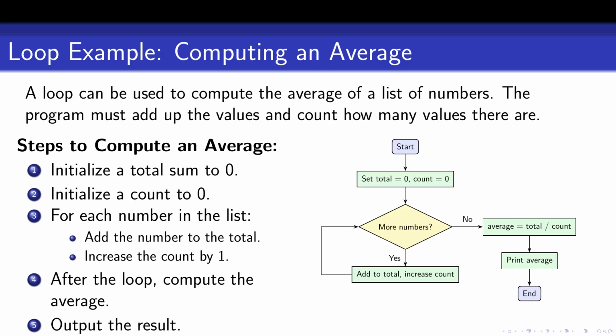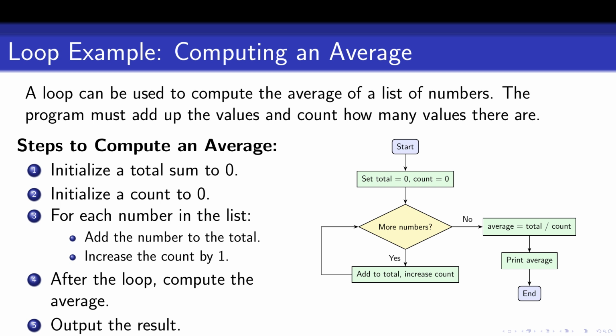A classic use of a loop is calculating the average of a list of numbers. This task involves summing all the values and keeping track of how many values there are. The slide outlines the process step by step. You begin by initializing a variable to hold the total sum and another to count the number of values. Then, for each number in the list, you add it to the total and increment the count. After the loop completes, you calculate the average by dividing the total by the count, and then output the result.